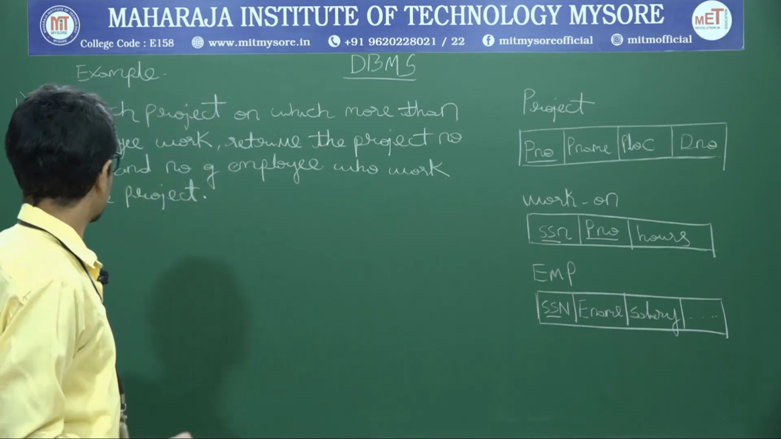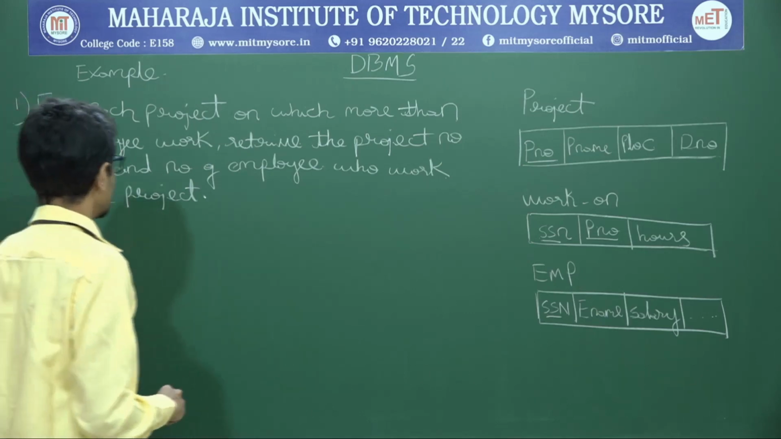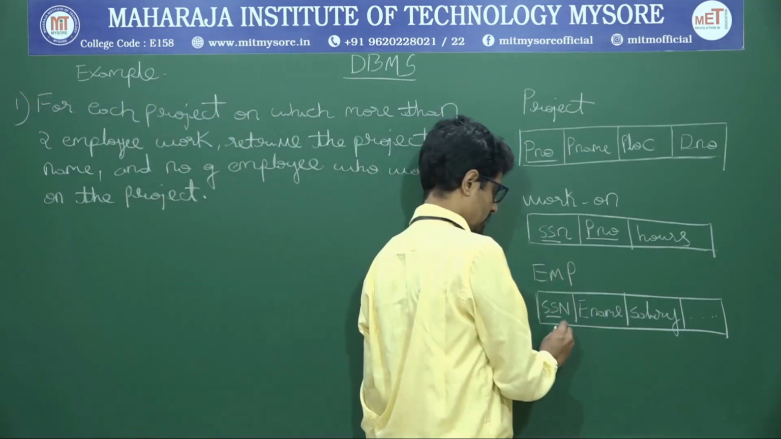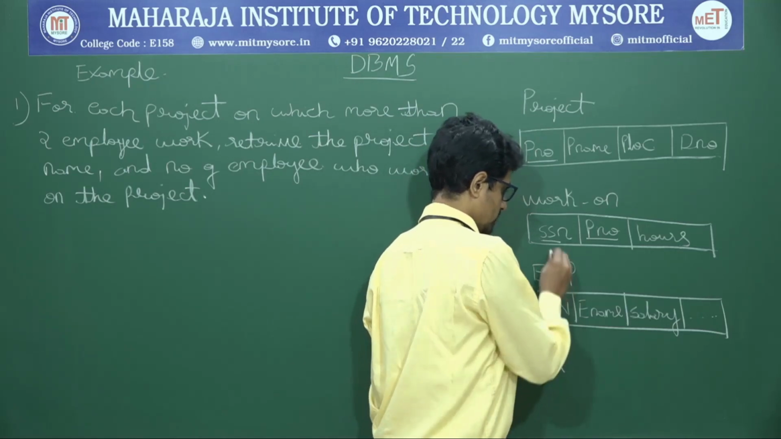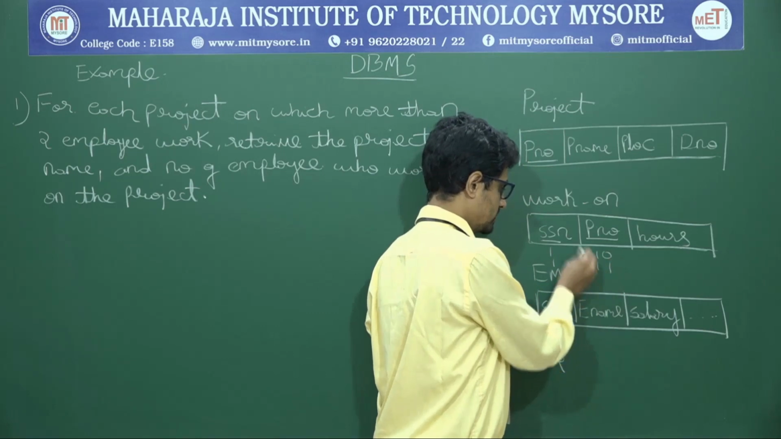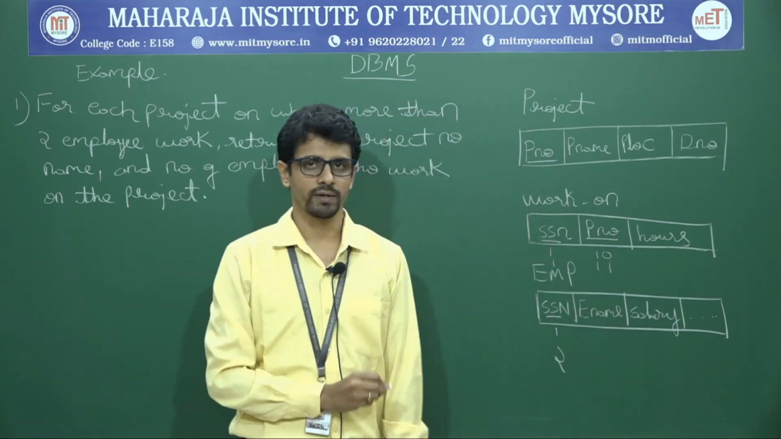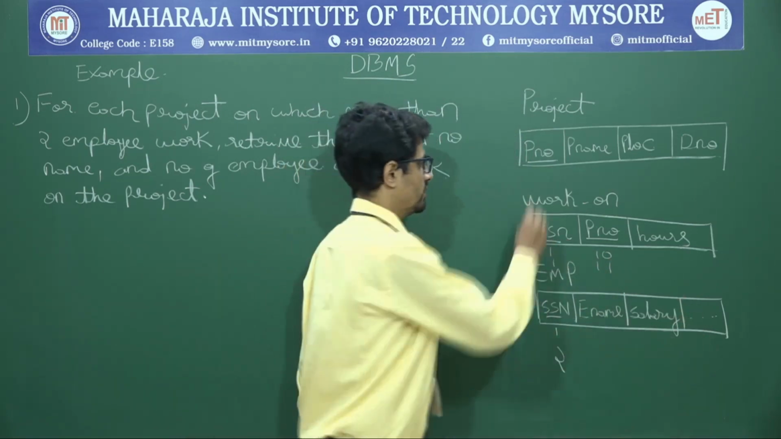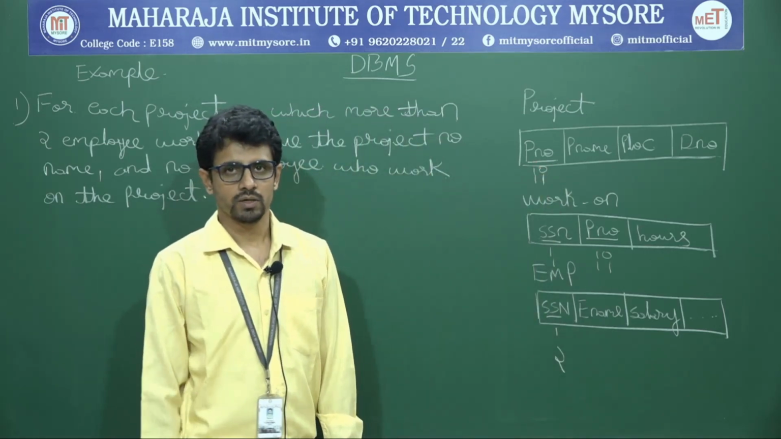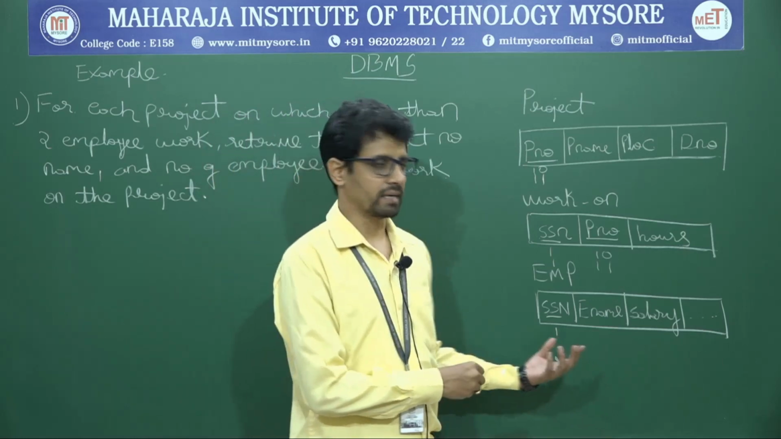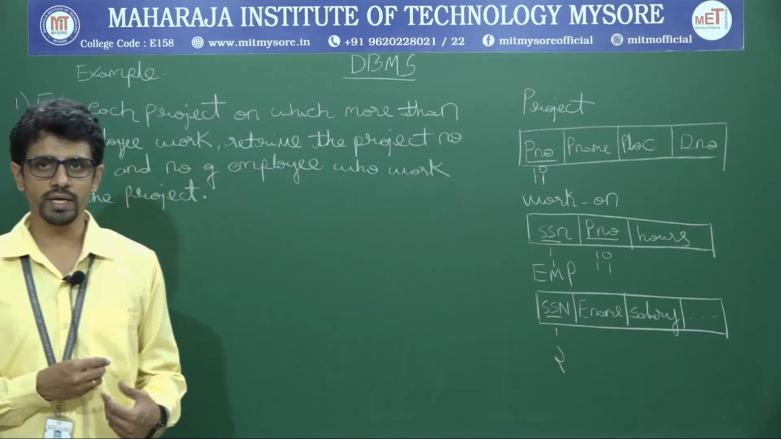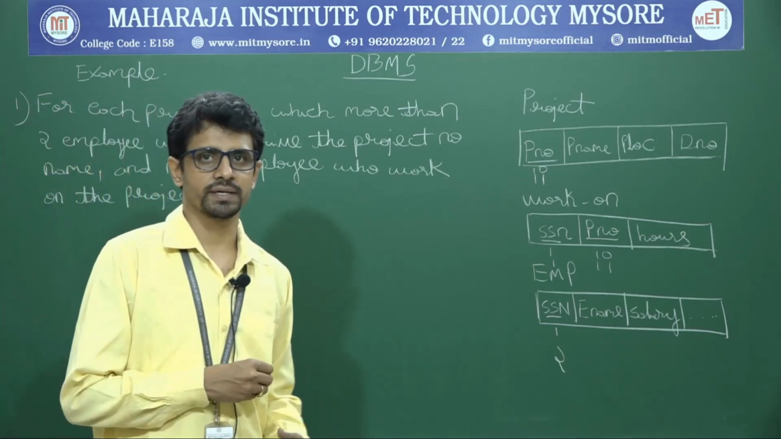So they are asking about each project on which more than 2 employees work. So say, for example, SSN number 1 is a primary key here. So 1 is working in project number 10, also 1 is working in project number 11, means I need to retrieve the details of 1 because he is working in both 10 and 11, where 10 and 11 are primary keys in the project table. Hope you are able to follow what I am explaining right now, which is just visualizing before writing the query how it might ask to be written.